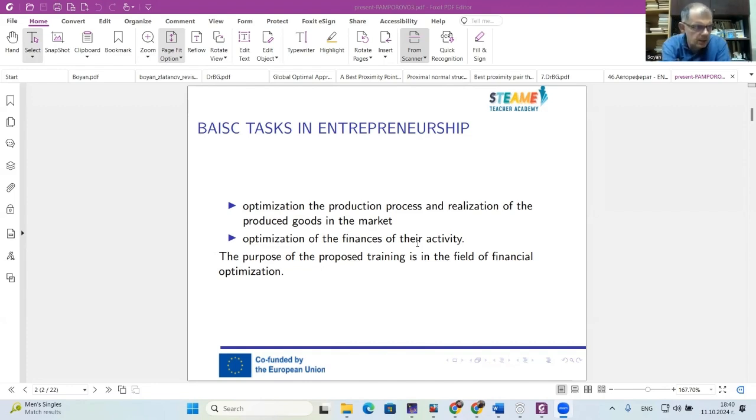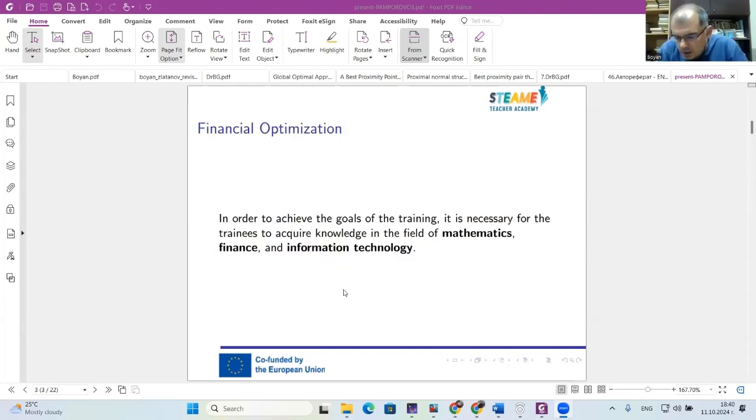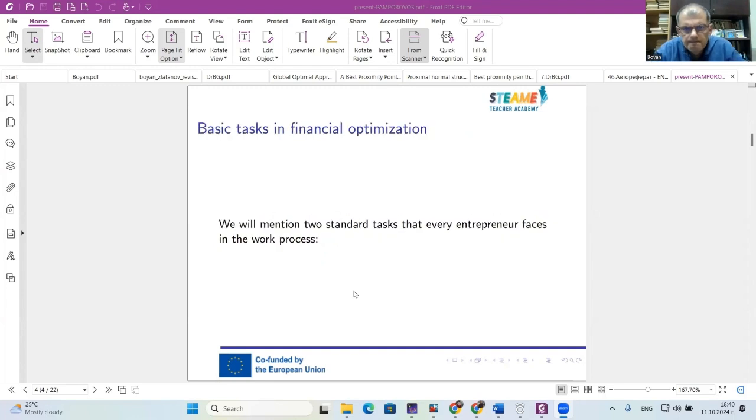But this is not part of my idea for giving basic financial education to school students. The second problem is the optimization of the finances of their activity. What is needed for a person to optimize his finances? It is mathematics, basic finances, and information technologies. I will mention just two very typical problems that the owner of a small business will encounter in his work.